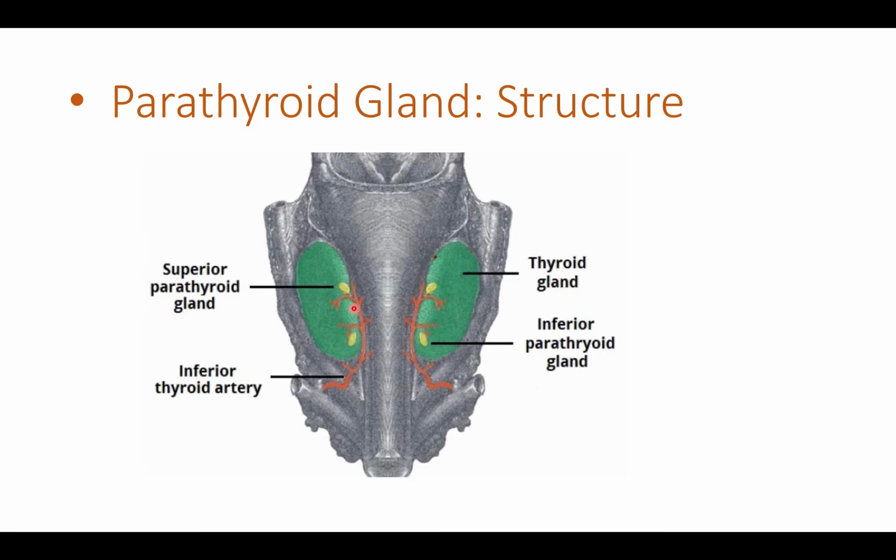Superior parathyroid glands are derived embryologically from the fourth pharyngeal pouch. They are usually located at the level of the inferior border of the cricoid cartilage. Inferior parathyroid glands are derived embryologically from the third pharyngeal pouch. They are usually located near the inferior poles of the thyroid gland. However, in 1 to 5% of people, they can be found deep in the superior mediastinum.